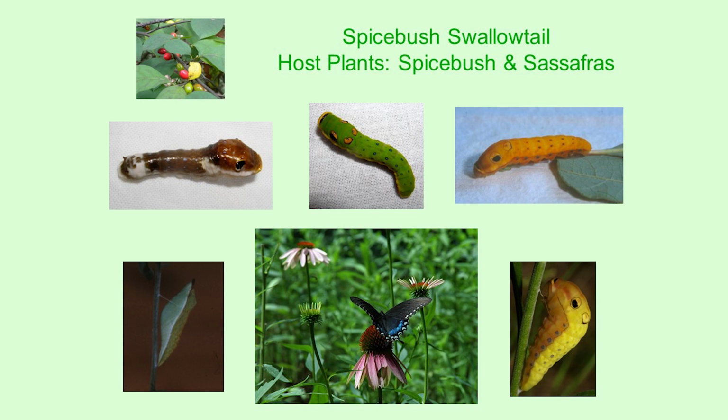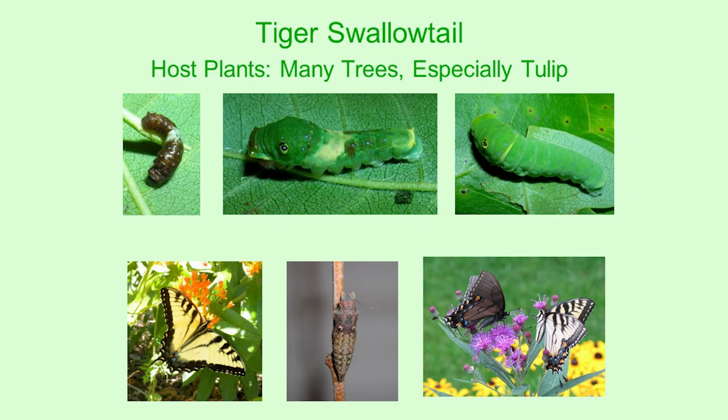Just before the caterpillar pupates, it changes color to that orange color, and then it forms the prepupal, on the bottom right, still having that eye spot, and the chrysalis is on the left, and of course in the center you have the adult butterfly. Tiger swallowtail. The host plants are many trees, especially tulip tree.